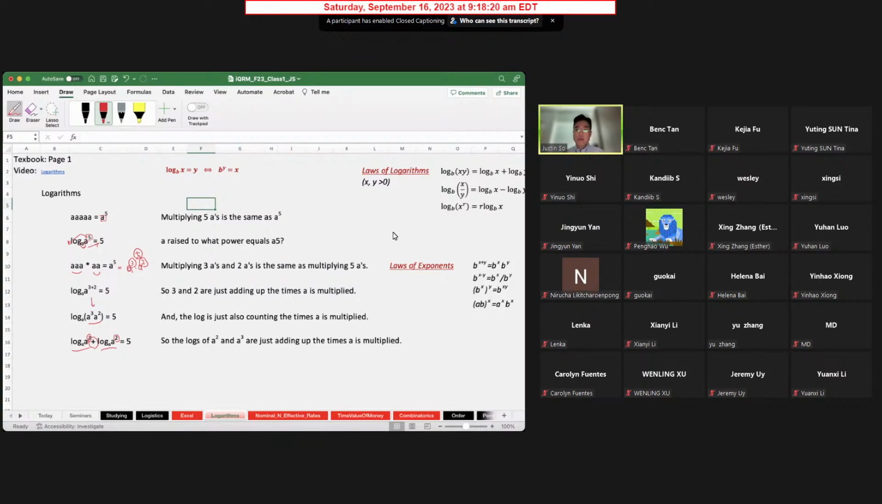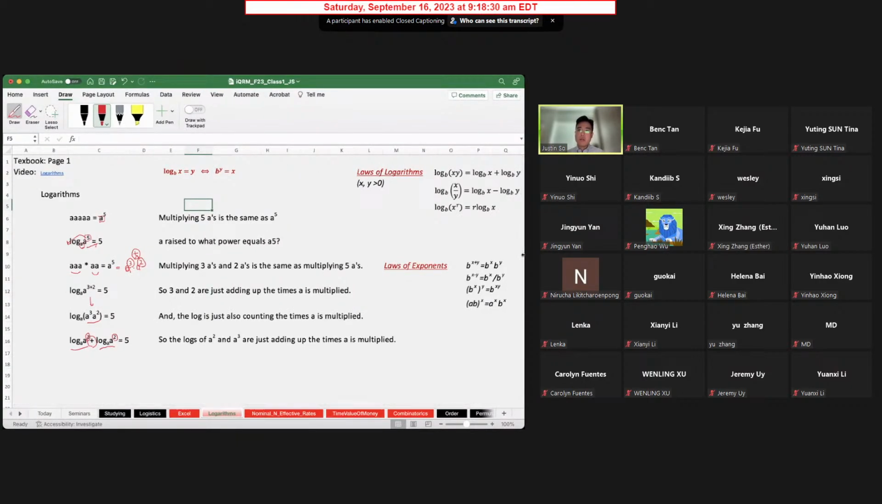So if you have taken a calculus class in college or in high school, you may have seen these laws of logarithm and the laws of exponents. Usually you learn the laws of exponents first, the ones at the bottom, but you can interchangeably use these laws of logarithm and exponents. So the right side here is just basic principles.